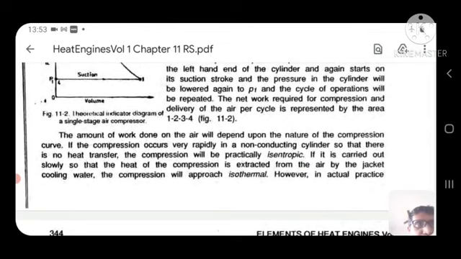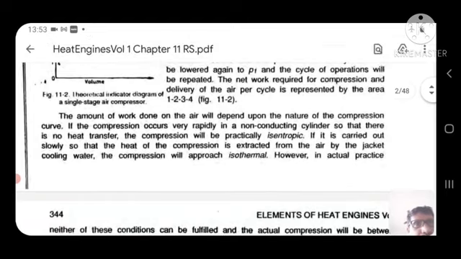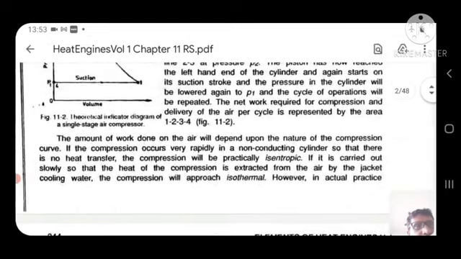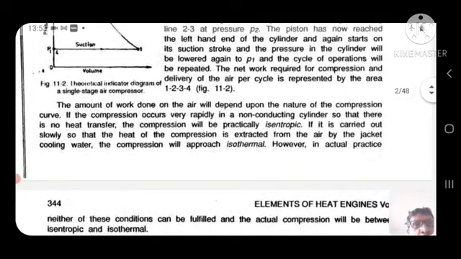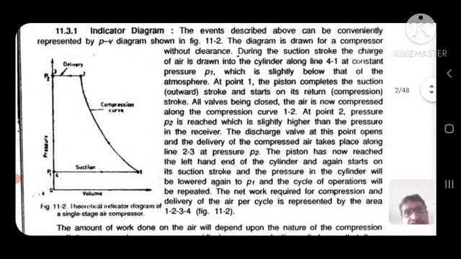The net work required for compression and delivery of the air per cycle is represented by the area 1, 2, 3, 4. So this is the diagram 1, 2, 3, 4: compression curve, delivery, and the other one is the suction. So this is the pressure volume diagram.